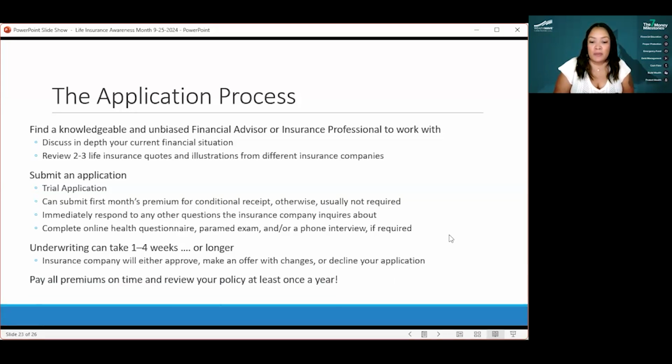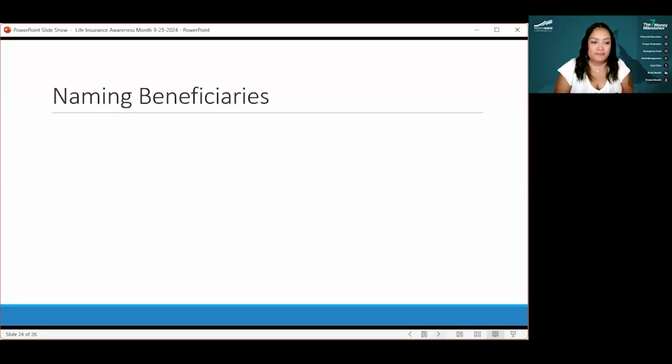And then once that application is done, you just start making your premium payments. We usually have this set up automatically to draft from your bank account every month, so it comes out on time. And I always tell folks to review your policies at least once a year with your insurance professional or your financial advisor.